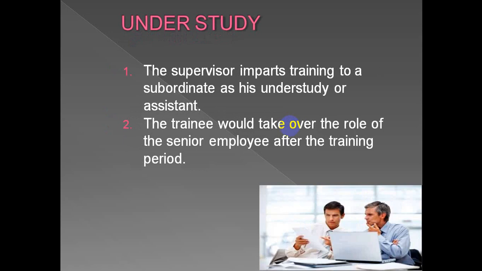And the second one is understudy. Here also the supervisor is the trainer and the subordinate is the trainee. The supervisor provides training to a subordinate as his assistant, and the trainee would take over the role of the senior employee after the training period.